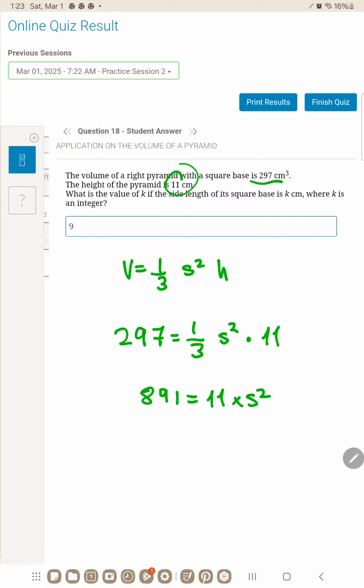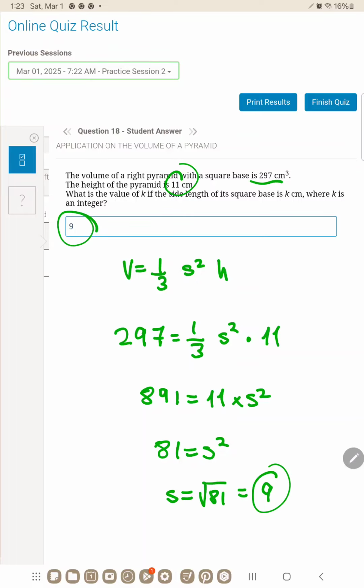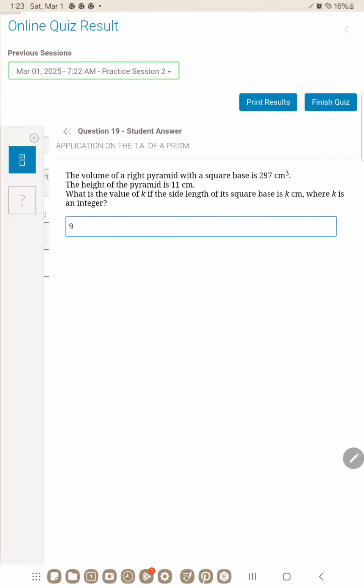891 divided by 11 is 81, which equals the side squared. So the side is equal to radical 81, which is 9 or negative 9, but since we're talking about distances, it cannot be negative, so only 9, which is your answer. Now, let's move on to the last question.